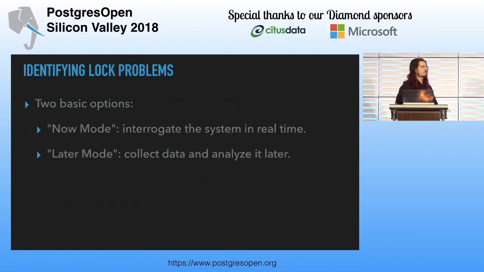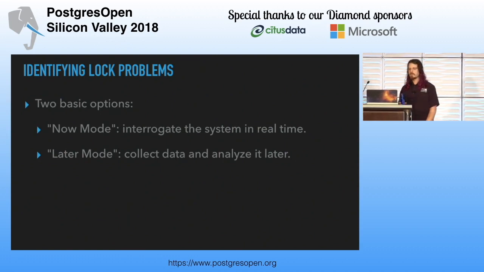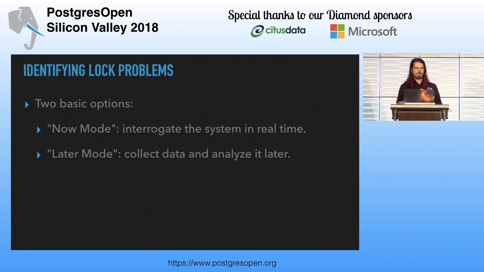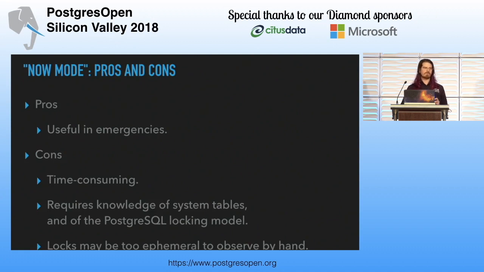There are two basic ways to drill down on these problems. I call them now mode and later mode. Pretty self-explanatory names. Now mode is useful if you have to figure it out now, if you've got some kind of emergency. The problem is it can be a little time consuming because you're writing a bunch of SQL that's grabbing stuff out of system catalogs to try to figure out what's locking what. And often the locks are too ephemeral for you to write the SQL fast enough to grab that information. If you have a whole bunch of locks that are tens of milliseconds or even hundreds of milliseconds apiece, that can still easily grind your system to a halt, even if they're going by too quickly for you to personally observe.